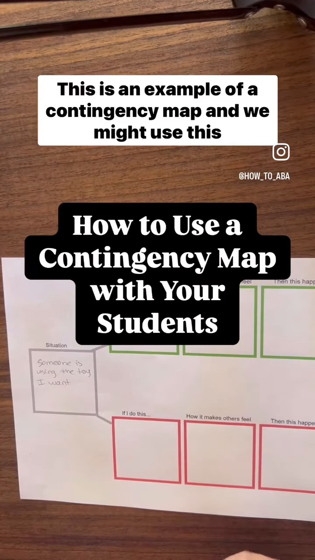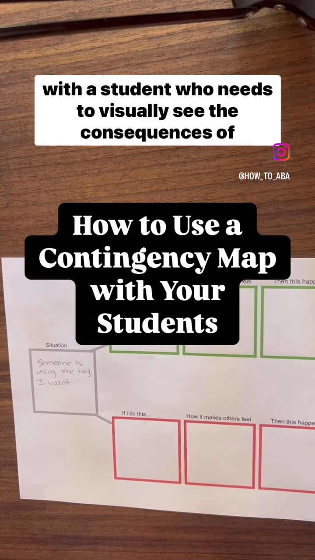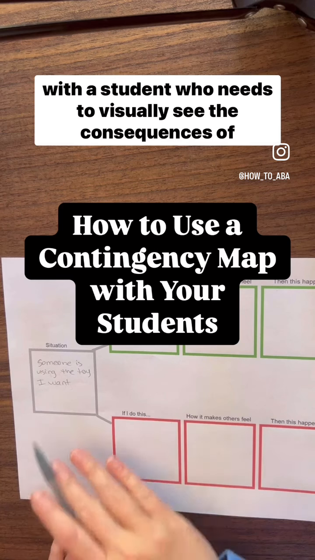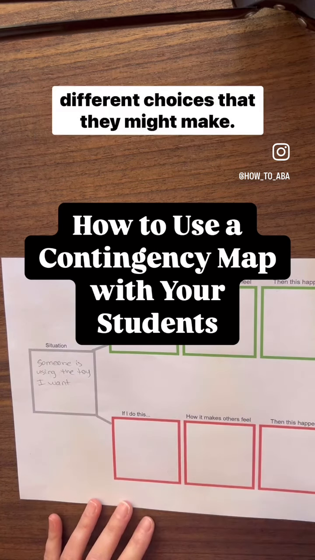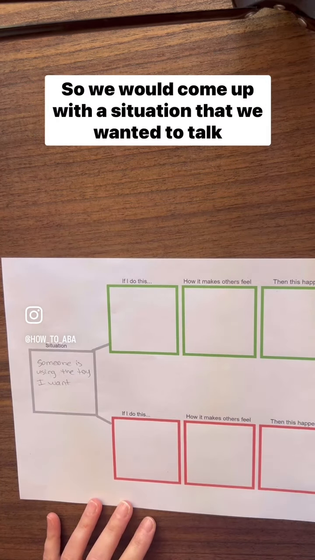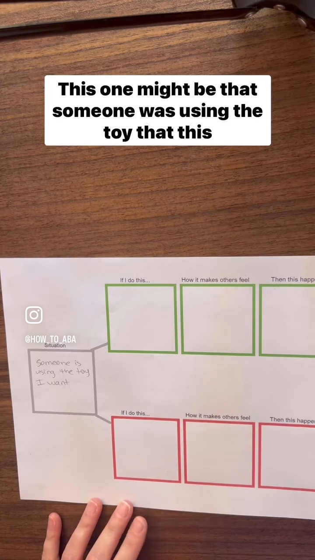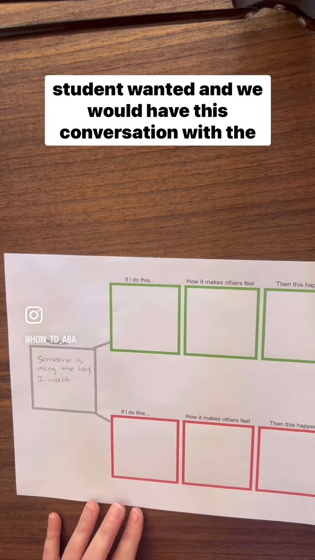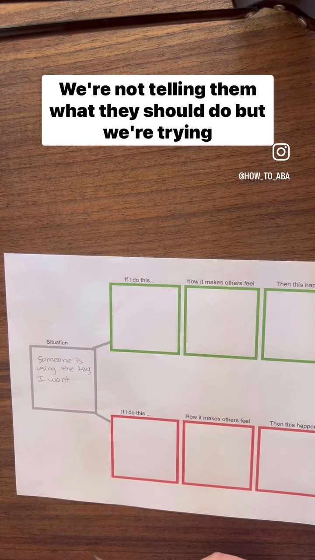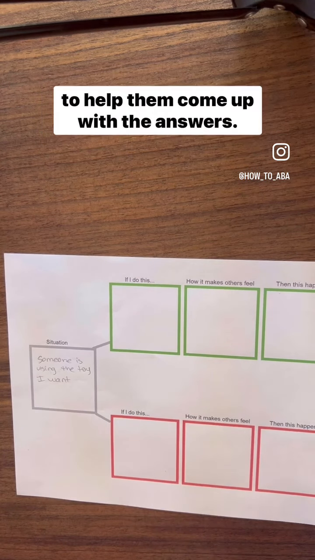This is an example of a contingency map, and we might use this with a student who needs to visually see the consequences of different choices that they might make. So we would come up with a situation that we wanted to talk about. This one might be that someone was using the toy that this student wanted, and we would have this conversation with the student. We're not telling them what they should do, but we're trying to help them come up with the answers.